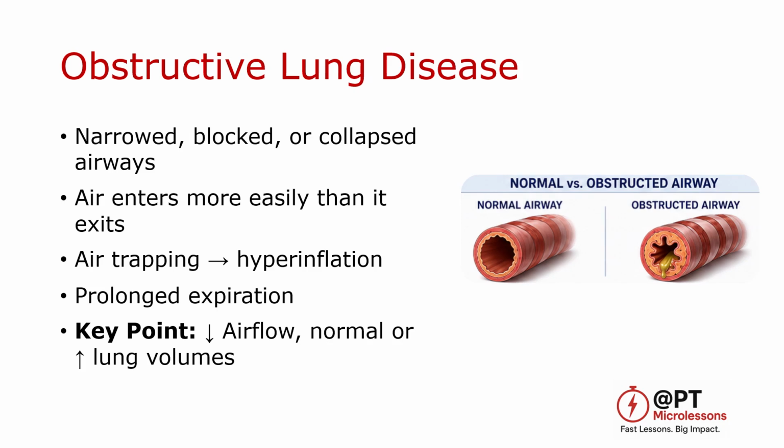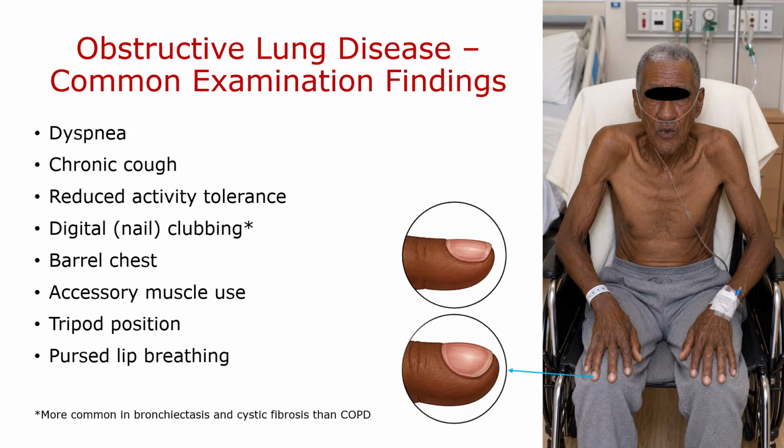The key concept to remember is that the primary problem in obstructive lung disease is reduced airflow, not reduced lung volume. In fact, lung volumes are often normal, or even increased, because air becomes trapped within the lungs. This is why patients with obstructive disease often have prolonged expiration, difficulty fully emptying their lungs, and increased work of breathing.